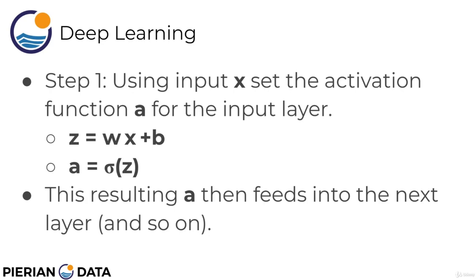In step 1, using that input x, that is the original features, we set the activation a for the input layer. So that very first input layer means that we have z equal to wx plus b, and then a, the output coming out of that input layer, is going to be equal to your activation function of z, in this case represented as sigmoid of z. So this resulting a then feeds into the next layer. So then you have the next layer taking in a, which means its z is going to be w times a plus b of the previous layer. So then you go into the next layer, and then you take the output of that a, stick it into z, then so on and so on.